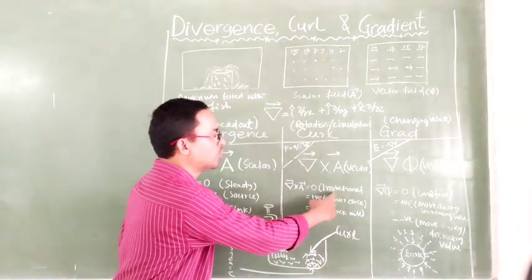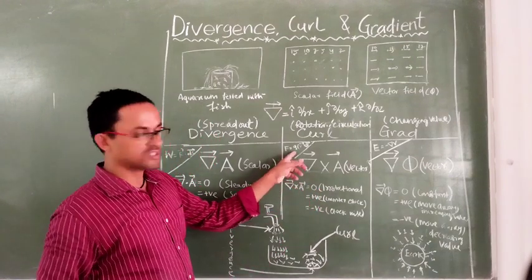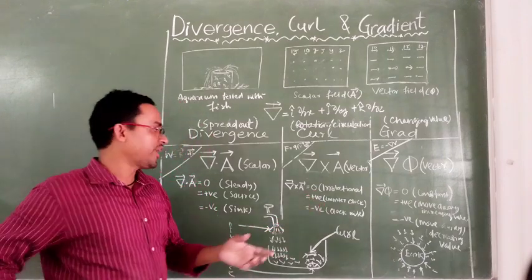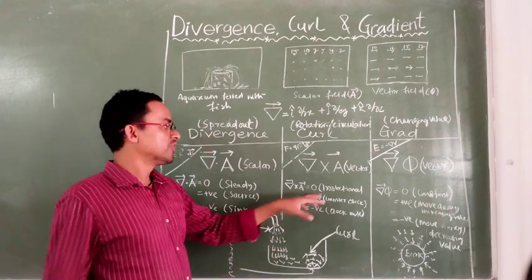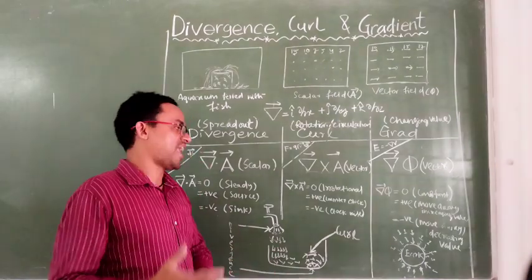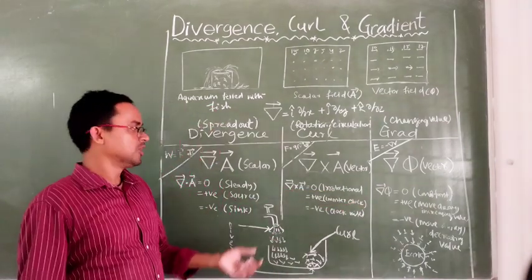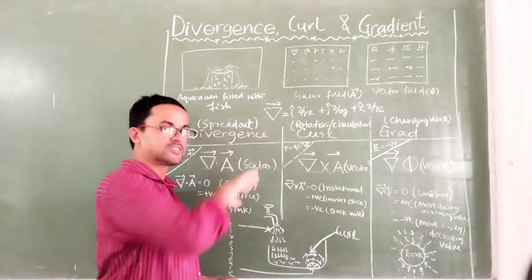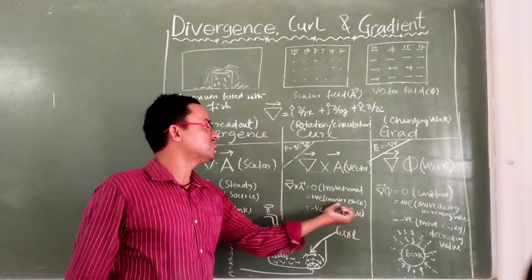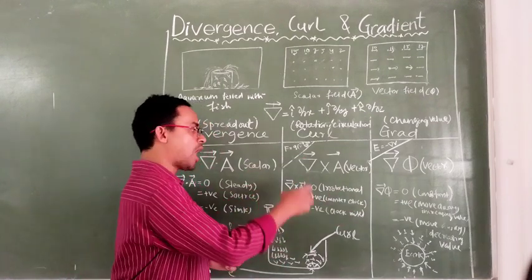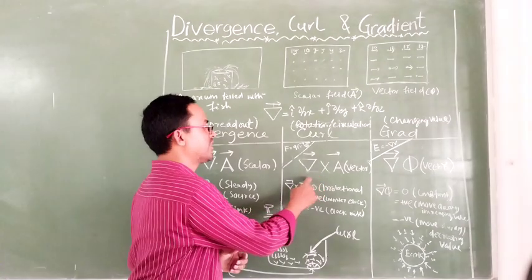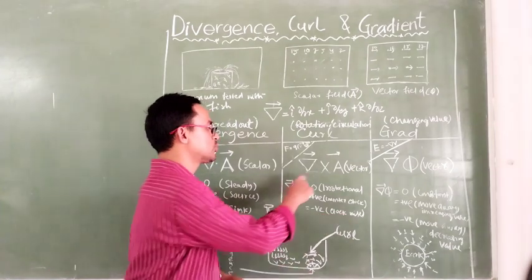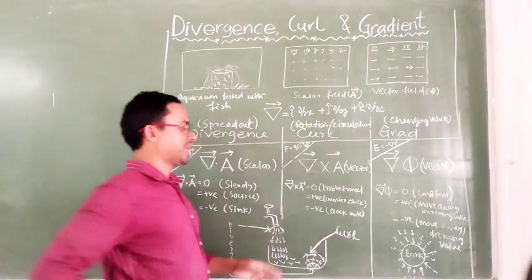Similarly, when curl is 0, we know from this example, curl is nothing but the rotation. When curl is 0, that means the rotation of this vector is 0, it is not rotating, it is just stagnant. Therefore, we call it irrotational. But when curl is positive, that means the rotation is happening in the counterclockwise direction. If curl is negative, the rotation is in the clockwise direction.